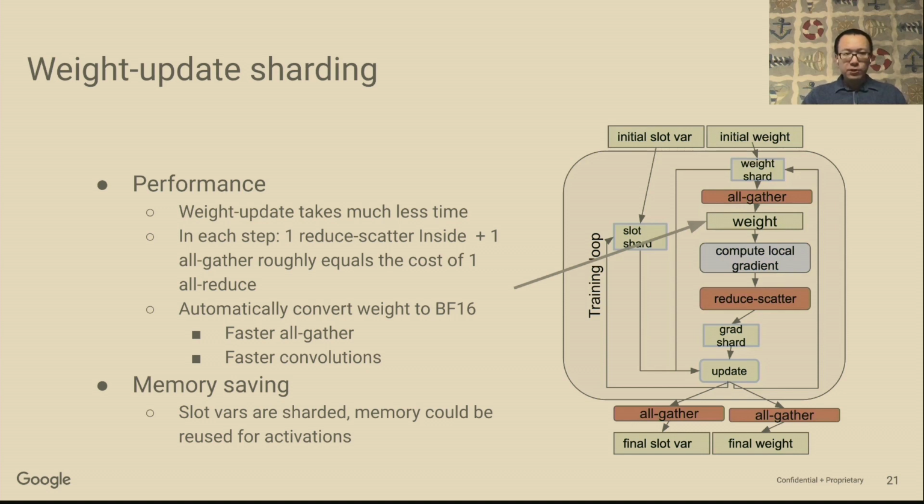So besides performance, this optimization also saves memory. This is because there is no full shape reference of the slotting variables inside the training loop. So the compiler can automatically split the live range of the buffer that's used for the full shape of the slotting variable and reuse that for other activations inside the training loop. So this memory saving is extremely important when you want to scale a model to very large size.